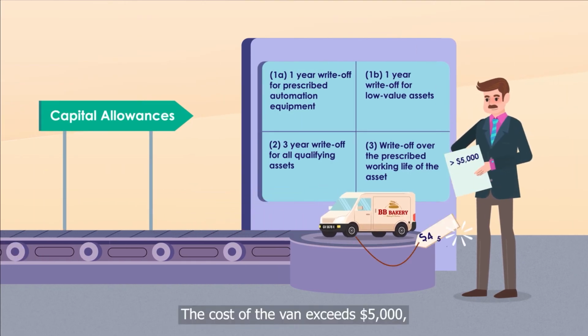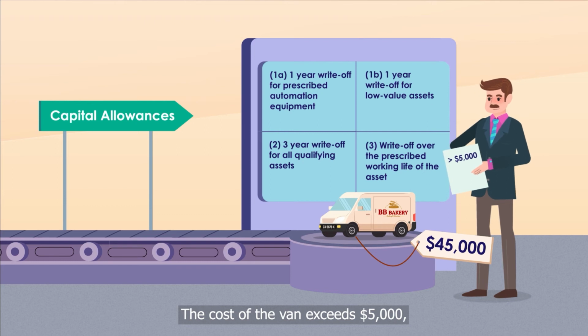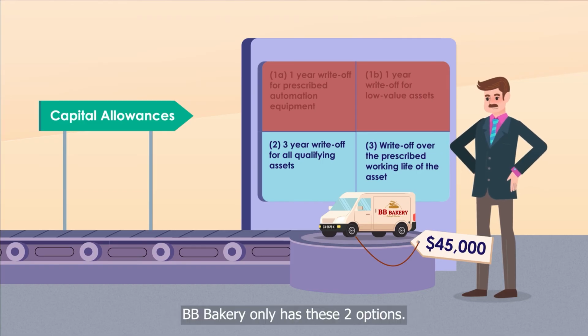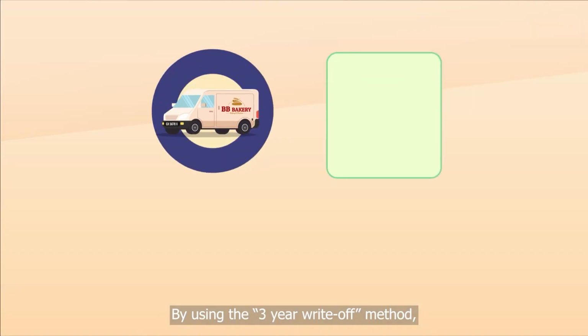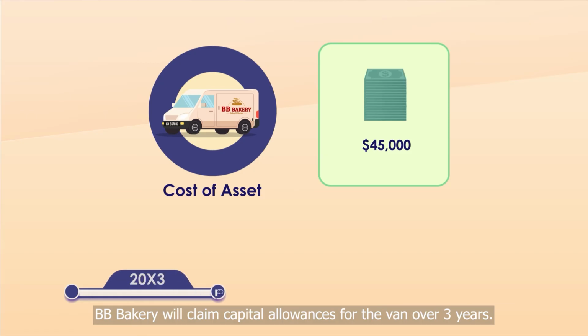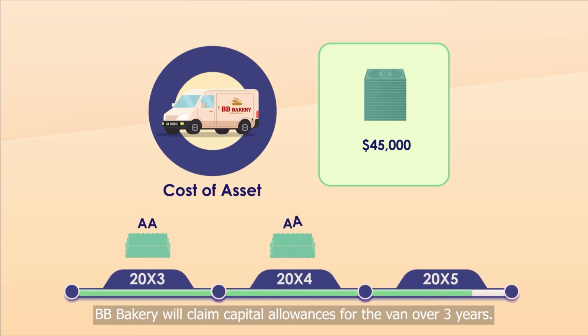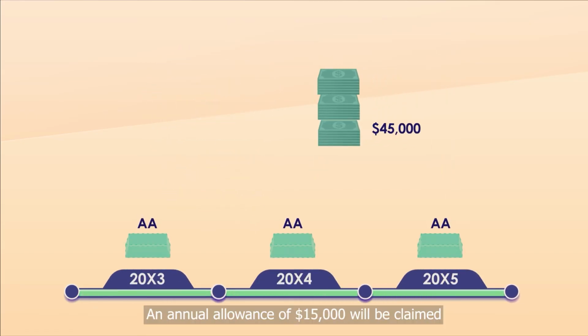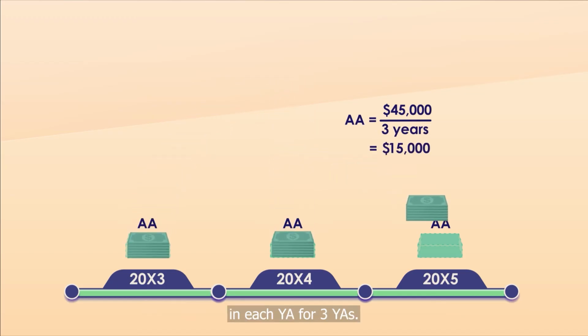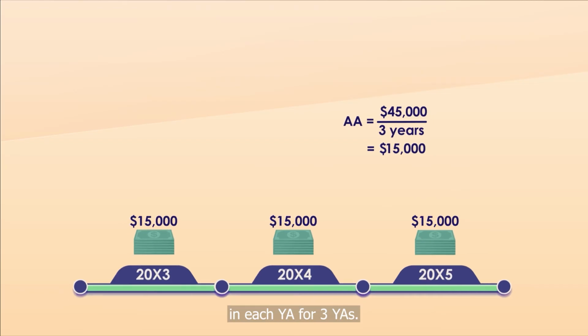The cost of the van exceeds $5,000, so BB Bakery cannot claim a 1-year write-off under low-value assets. BB Bakery only has these two options. By using the 3-year write-off method, BB Bakery will claim capital allowances for the van over 3 years. An annual allowance of $15,000 will be claimed in each YA for 3 YAs.